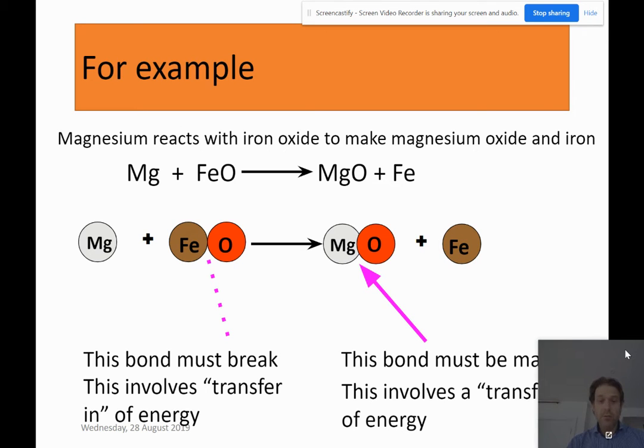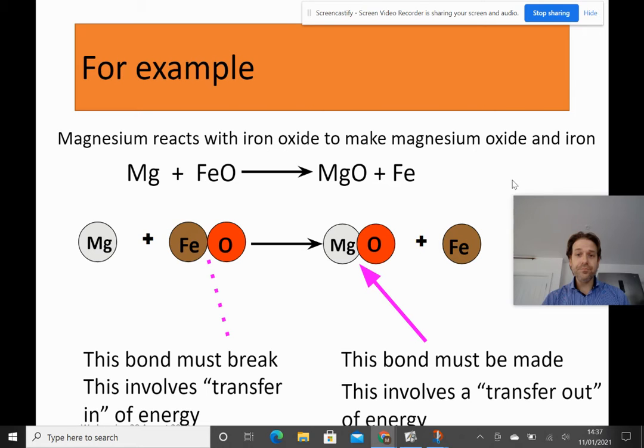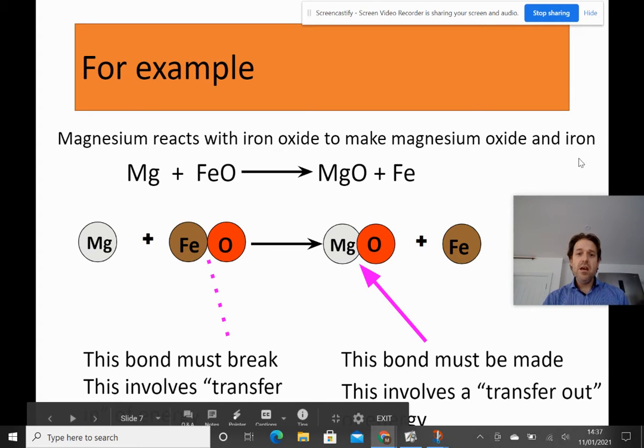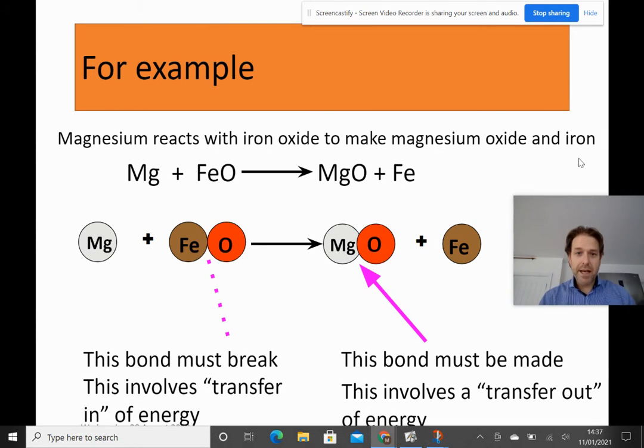Okay, so we've got here an example where we're splitting apart our iron oxide. We're breaking this bond, so we're putting some energy in. Then we are reforming a magnesium oxide. So we are creating a bond, and that's going to transfer some energy out. Depending on which one is larger will determine whether we end up with an exothermic or an endothermic reaction.